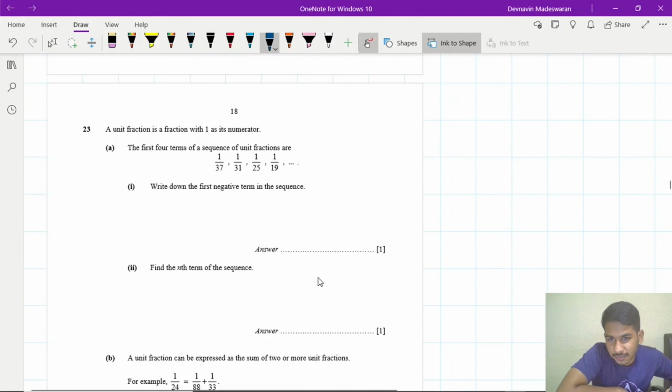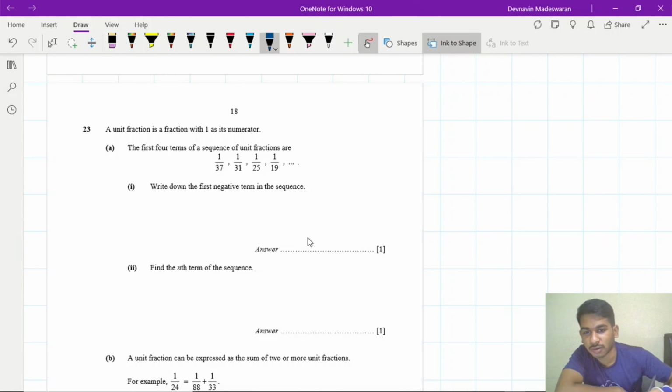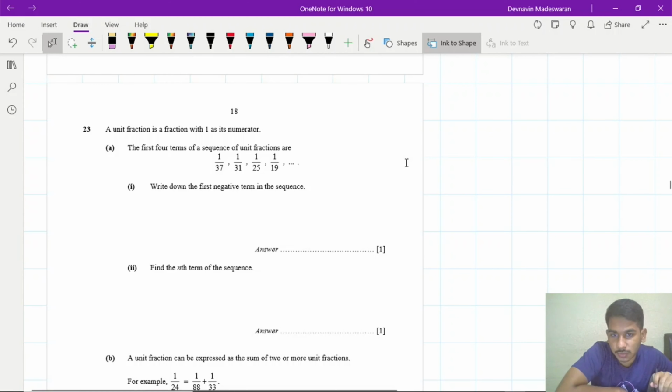A unit fraction is a fraction with 1 as its numerator. The first 4 terms of a sequence of unit fractions. Okay, write down the first negative number in the sequence. So it's decreasing.